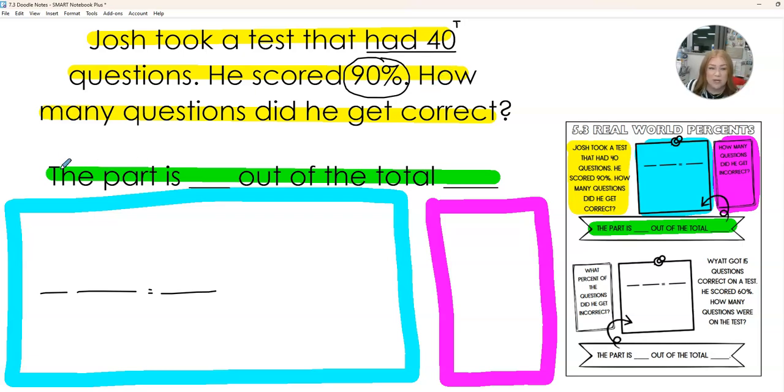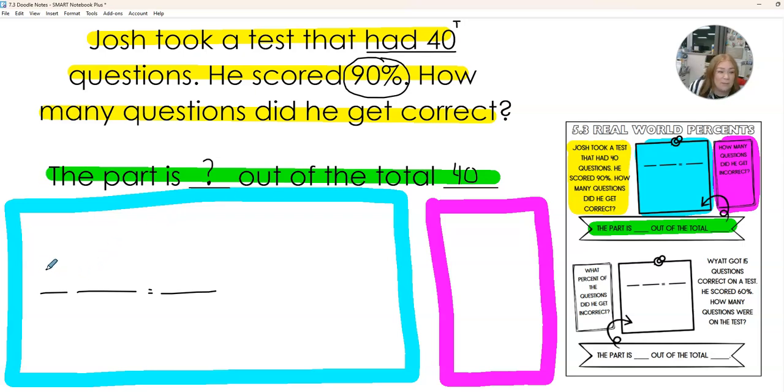So we want to answer this question. The part is what? So we're looking for what he got correct. We're looking for the piece. So we don't know this part yet, but we know it's out of 40 questions. So something out of 40, we got 90%.